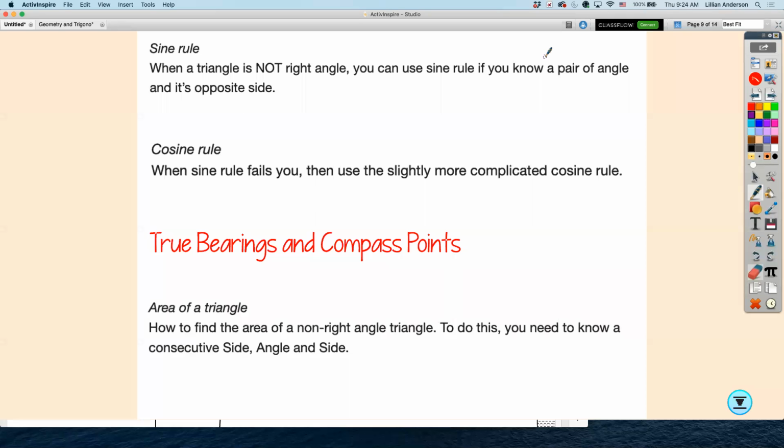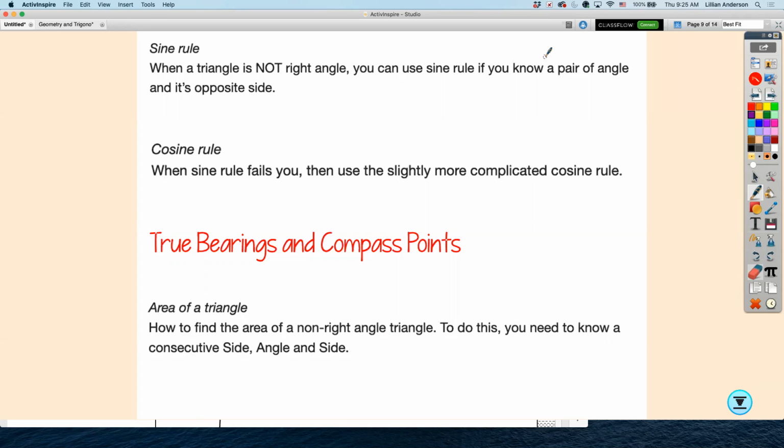Then moving away from right triangles, sine rule, cosine rule. That was used when you had a non-right triangle. So when a triangle is not right, you can use the sine rule or the cosine rule to find angle measures or side lengths. Both of those formulas are in your reference booklet. You just have to know how to use them.